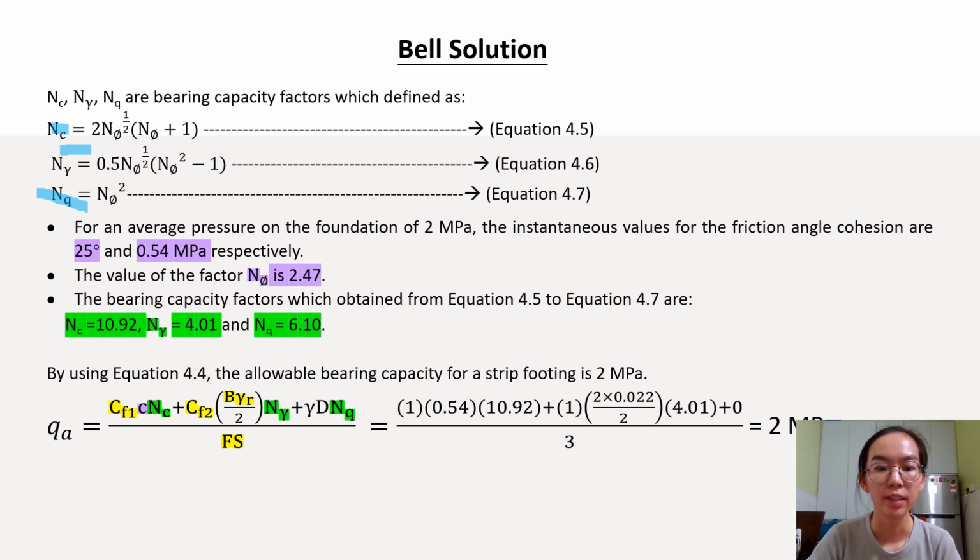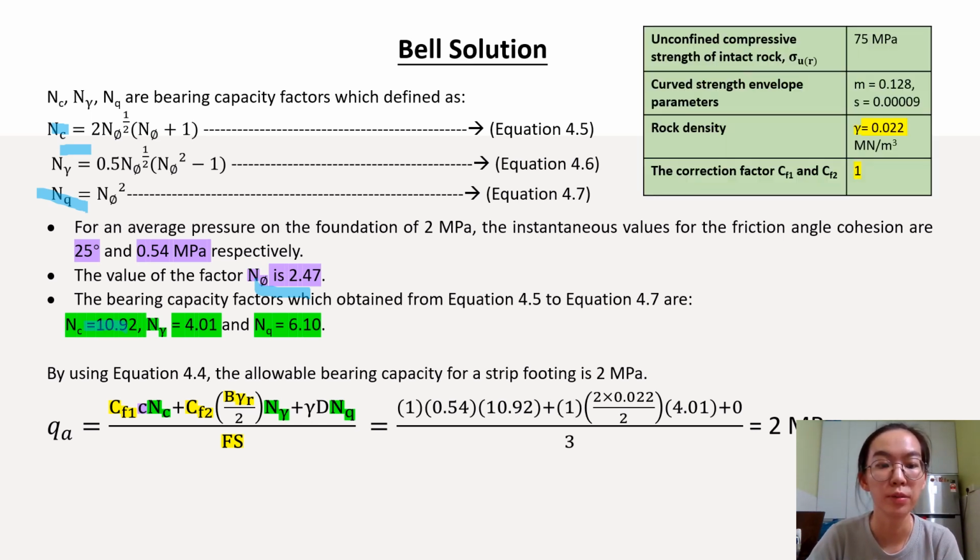Substitute N theta, which is equal to 2.47, into these three equations, then we will get the bearing capacity factors, which are equal to 10.92, 4.01, and 6.10 respectively. Finally, substitute all the unknowns that we got previously and we can get the allowable bearing capacity of 2 megapascal for this Bell's solution.